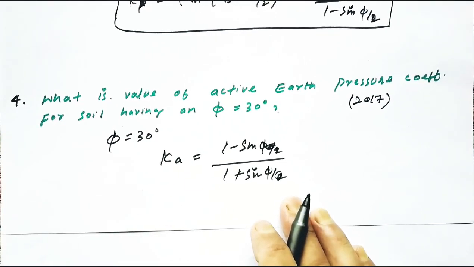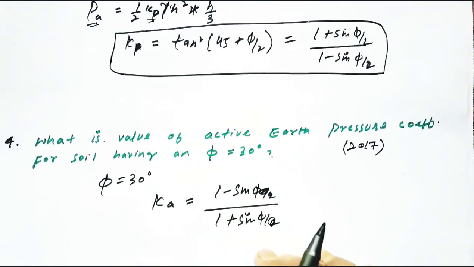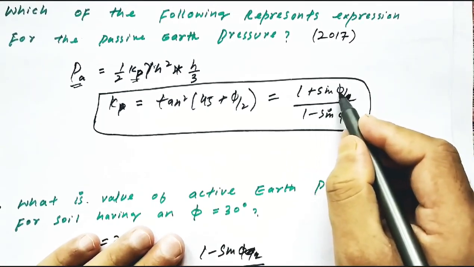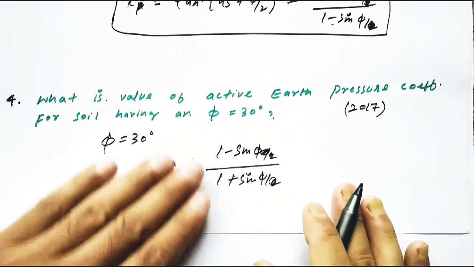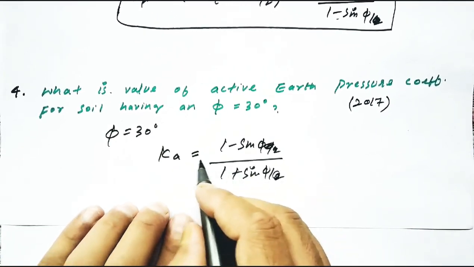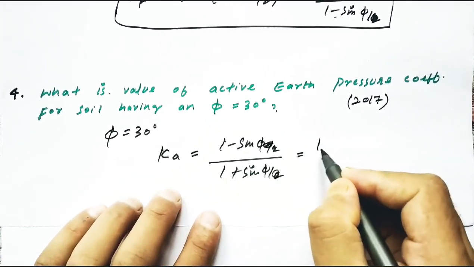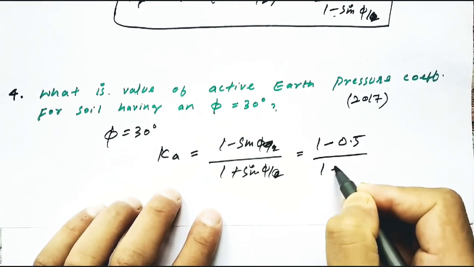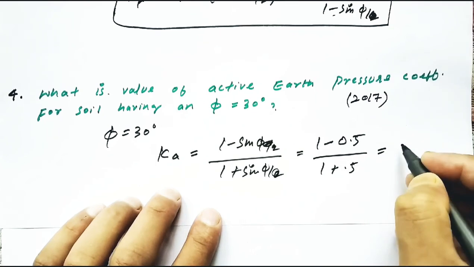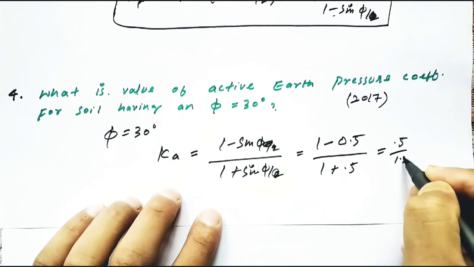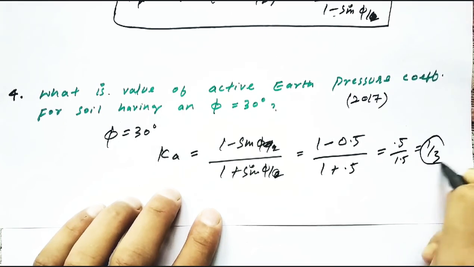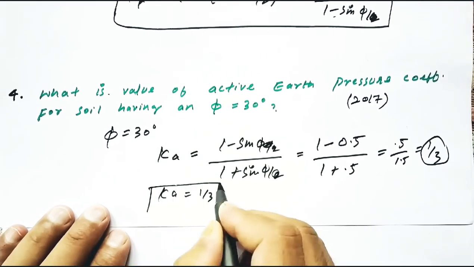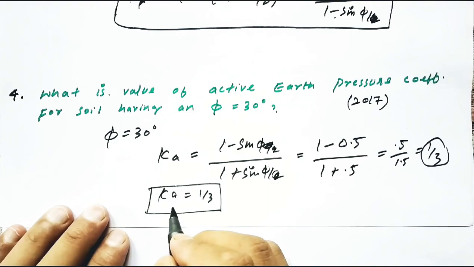So here it is also 1 plus sine phi divided by 1 minus sine phi. Now here phi is 30 degree, so 1 minus sine 30 is 0.5 divided by 1 plus 0.5, so it will be equivalent to 0.5 divided by 1.5, that's 1 by 3. So Ka is equivalent to 1 by 3 for angle of internal friction 30 degree.